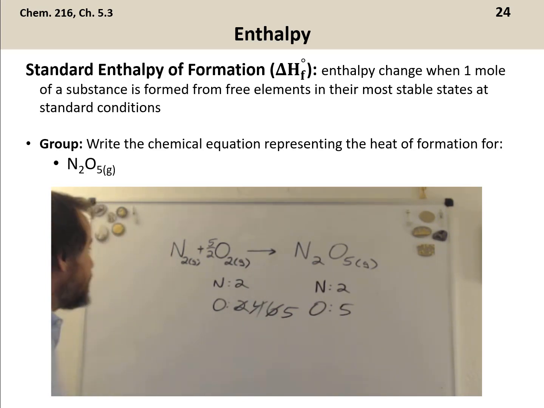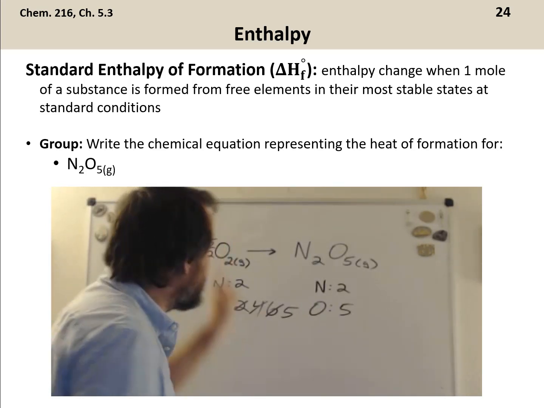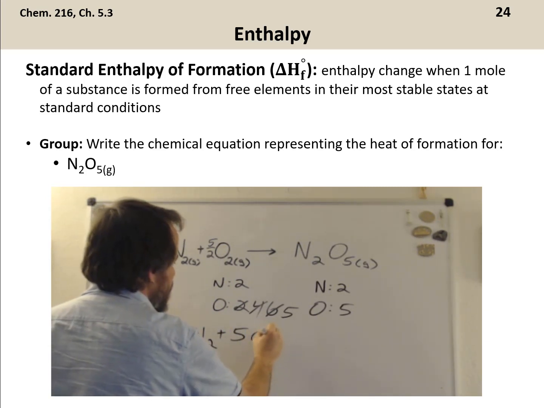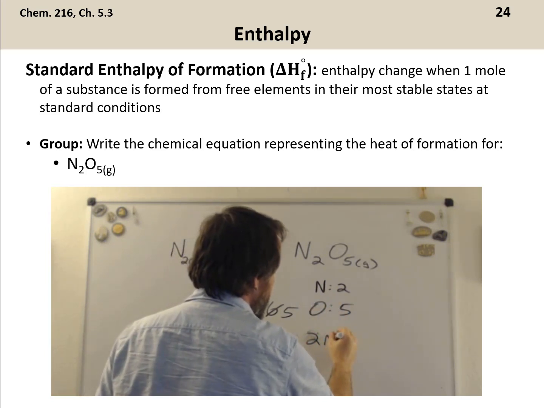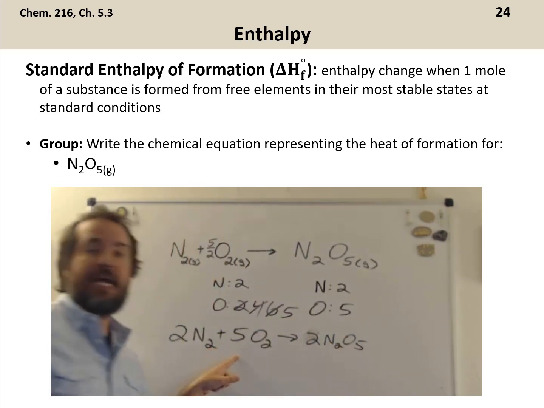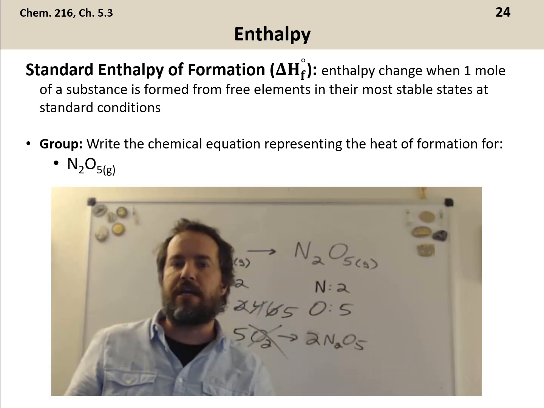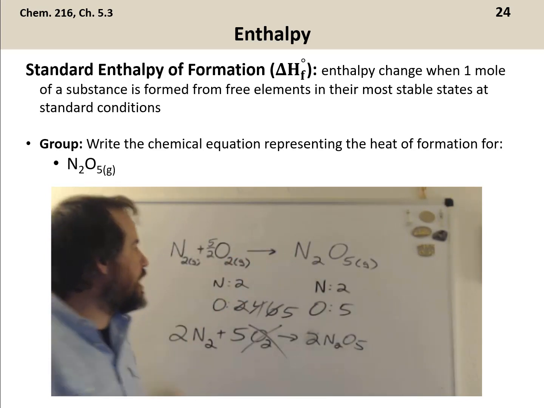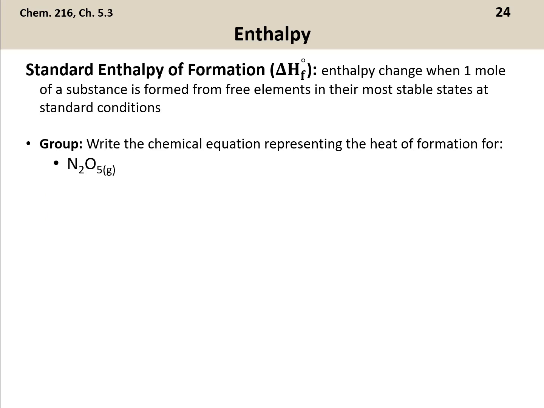I do not do what I did in 215 in Gen Chem 1. In Gen Chem 1, I went ahead and I doubled this. I don't do that here because look at the top of the screen, 1 mole of a substance, right? I want 1 here. I don't want 2. Okay, that is delta HF for N2O5.